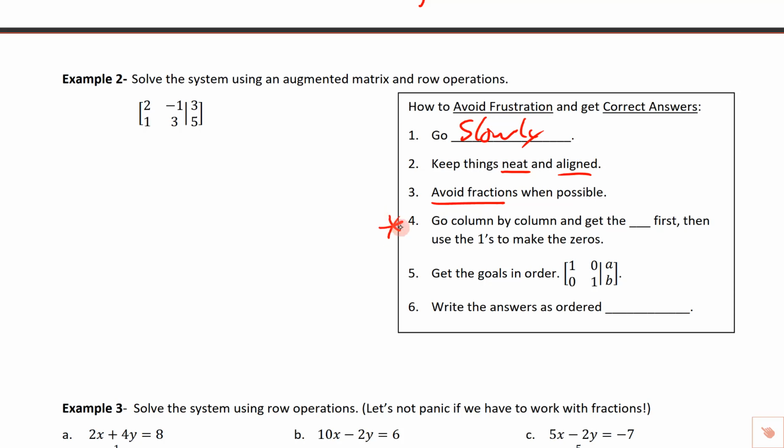And here's the important one. Go column by column, get the 1 first, and then use the 1s to make the 0s. So get the 1s first, use the 1s to make the 0s. Get the goals in order. Again, this is first, this is second, this is third, and this is fourth. So get the 1, use it to make the 0. Get the 1, use it to make the 0. Okay, and then don't forget to write the answer as an ordered pair, because ultimately what we're trying to do is, instead of graphing using substitution or elimination to find a point where the lines cross, we're using something called an augmented matrix and row operations.